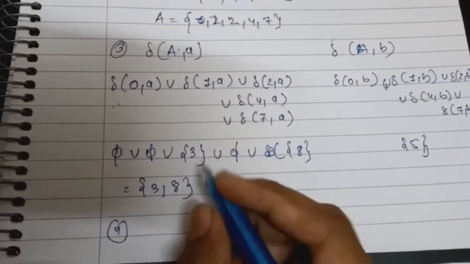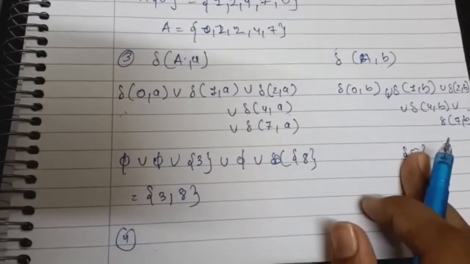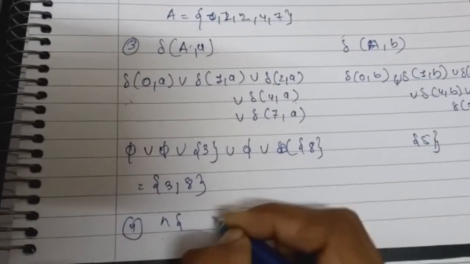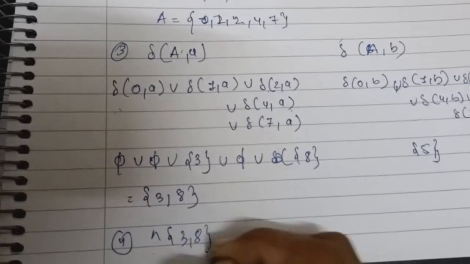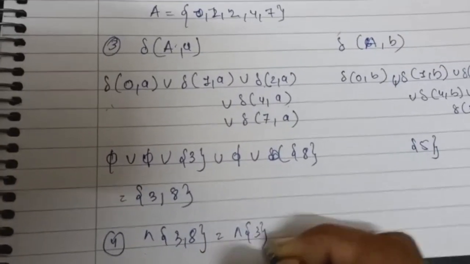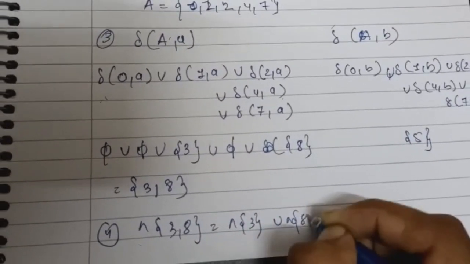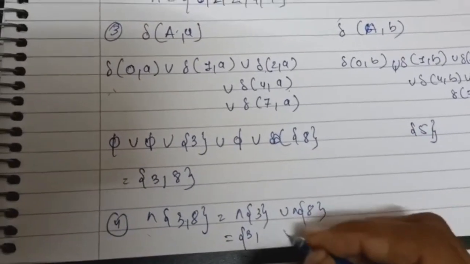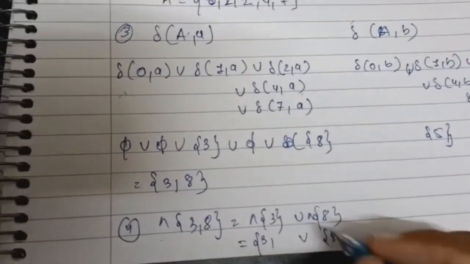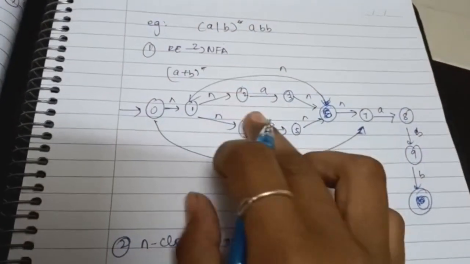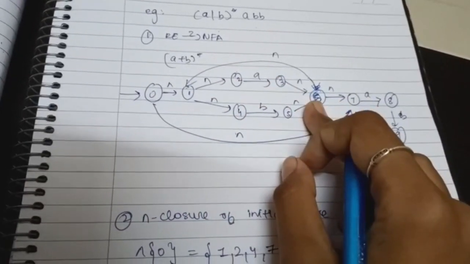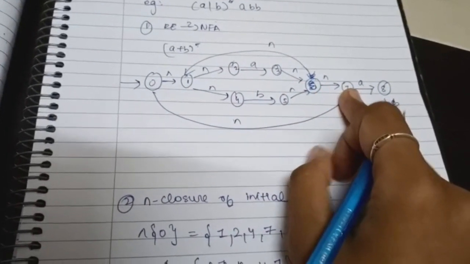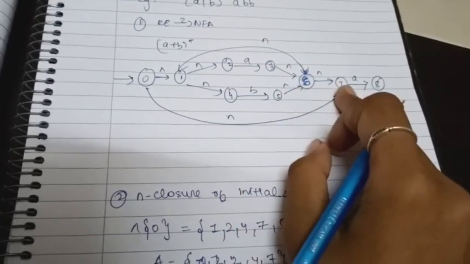So in step 4 what we do? We find the null closure of these resulting sets. So the null closure of 3 comma 8 is null closure of 3 union null closure of 8. Now what will be null closure of 3? First of all 3 itself, and same way first of all 8 itself. Let's calculate from 3. From 3 to null we are going to 6, and from 6 to null we are going to 7. So 3, 6 and 7.